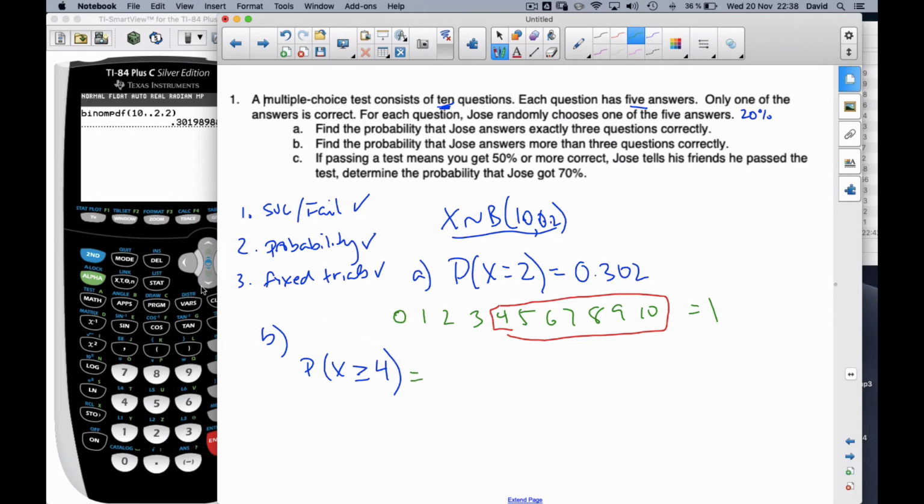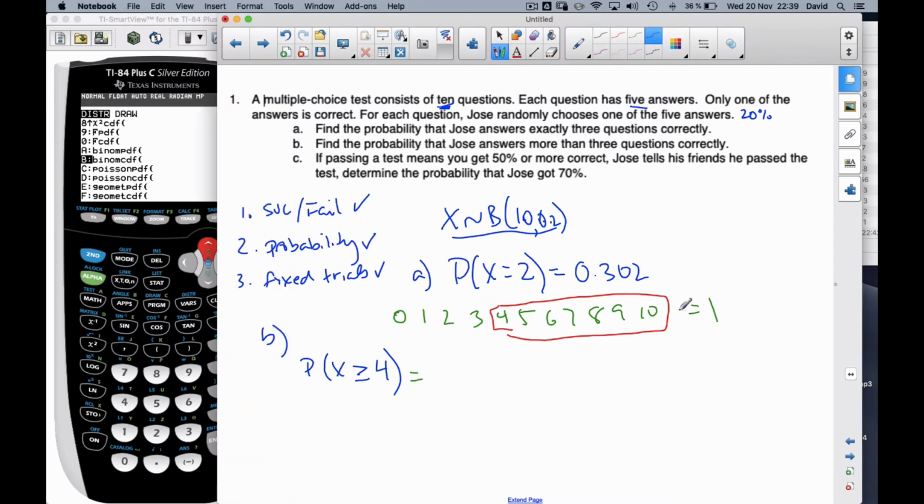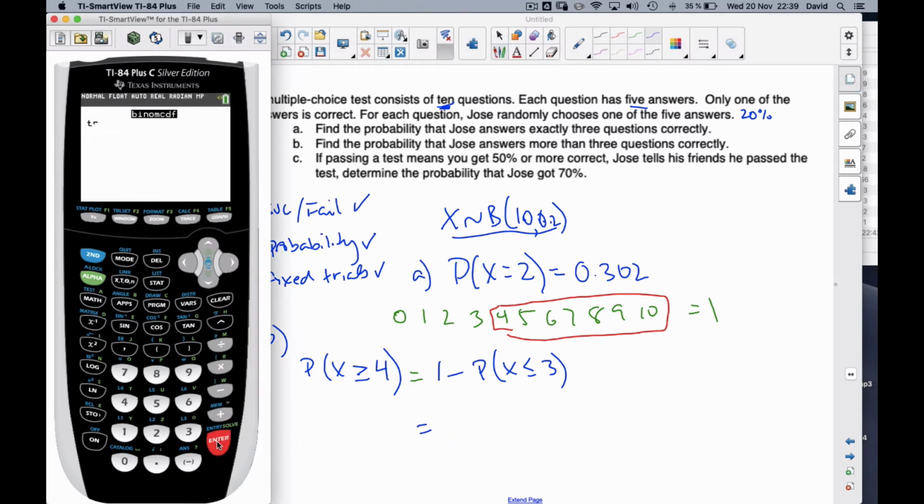The reason why I'm saying that is because when I use my calculator, I have a scenario called Binomial CDF. And this is cumulative. But the way the calculator works, it always starts at 0 and goes up to a value. It always starts from 0. So I can't magically start in the middle. So another way to conceive this scenario is I want bigger than or equal to 4. Well, I can say 1 minus the probability that X is less than or equal to 3.